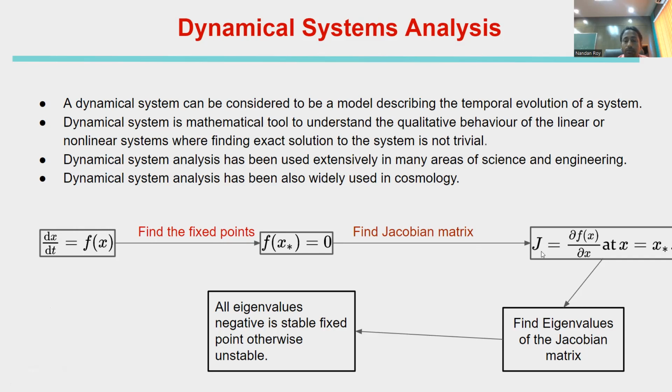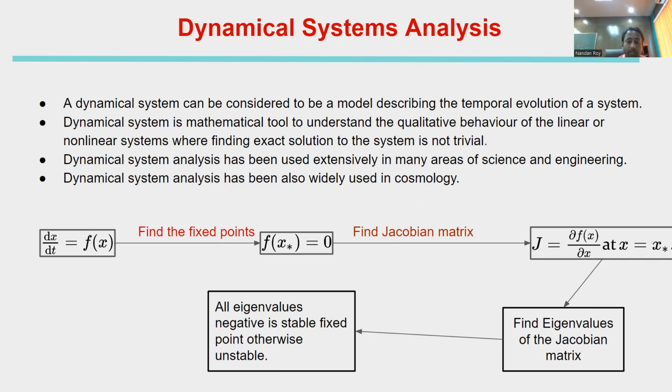Then the next step, one has to find the Jacobian matrix of this f of x at that fixed point. Then from that, one needs to find the eigenvalues of the Jacobian matrix, and from the sign or the signature of the eigenvalues, one can find whether some fixed point is stable or not. And why are these fixed points important?